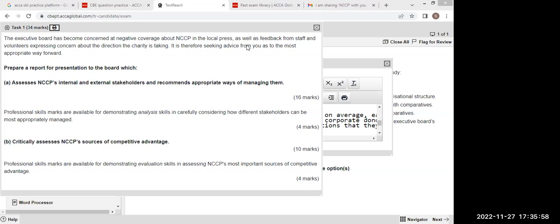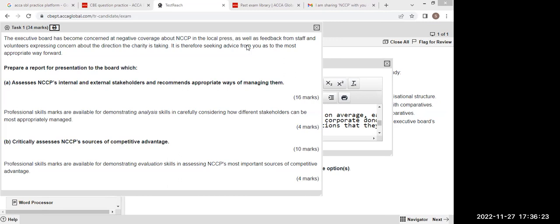Is it clear to everyone? Okay, so let's move towards part B. Critically assess the NCCP sources of competitive advantage. It's a small question. Professional marks are available for demonstrating evaluation skills. So you need to have pros and cons, but critically assess the sources of competitive advantage.